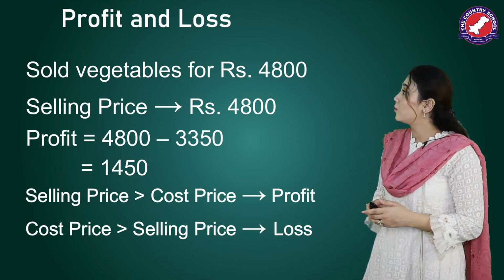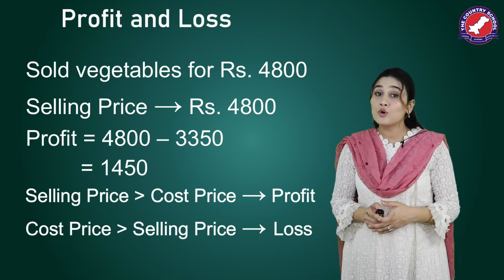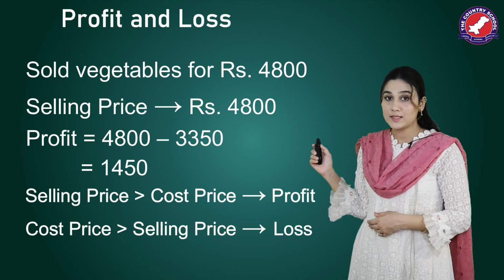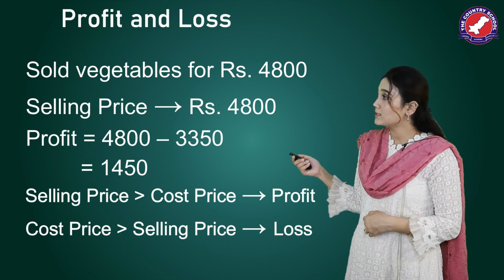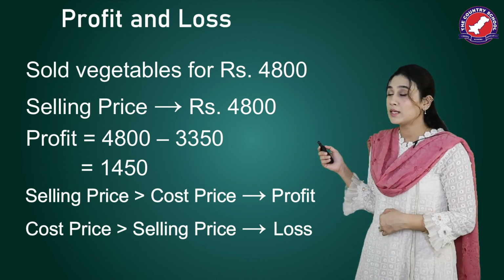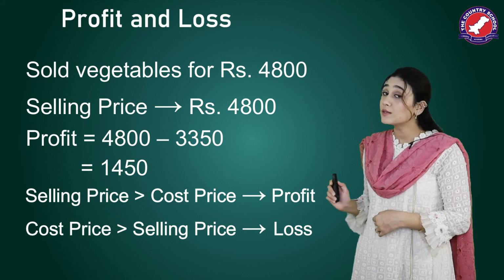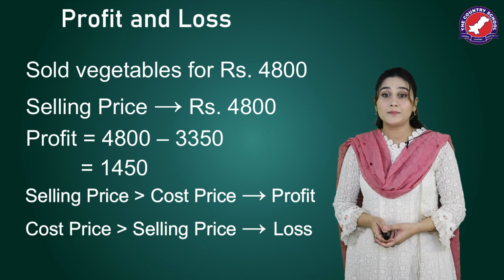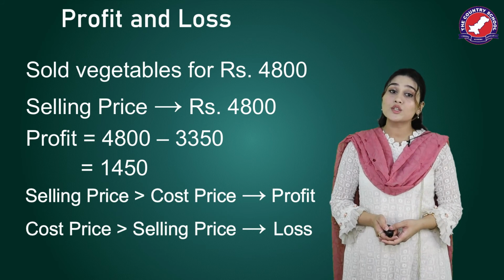So what did he make? Yes, his sale price was more than cost price. Sales minus expenses is equal to profit. What is the selling price or sale price? 4,800. 4,800 minus expenses, which are 3,350. So what is the profit he made? 1,450.